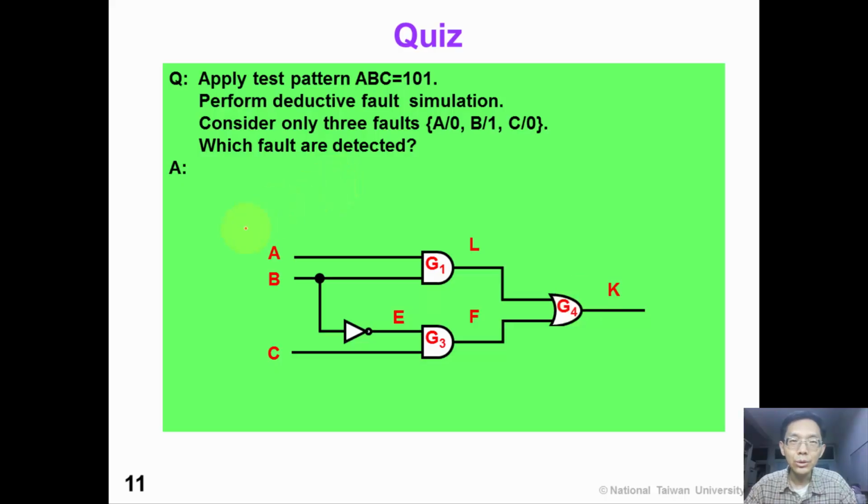Now it's time for you to work on an exercise. Let's apply test pattern 101 to this circuit. Please perform deductive fault simulation. For simplicity, let's consider only 3 faults: A stuck at 0, B stuck at 1, and C stuck at 0. Please show us which faults are detected. Please pause the video and work on the quiz.